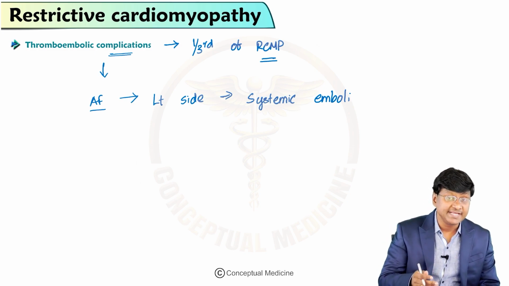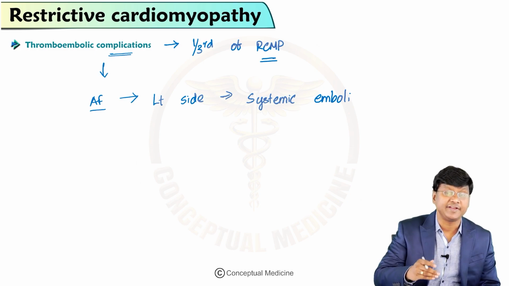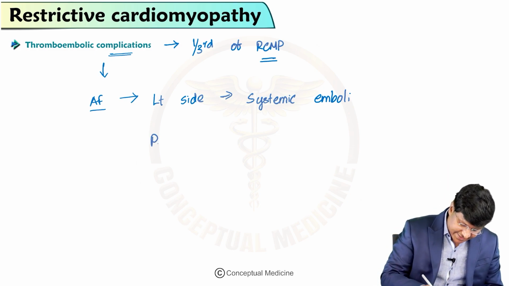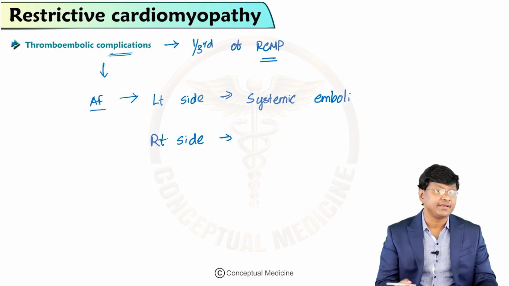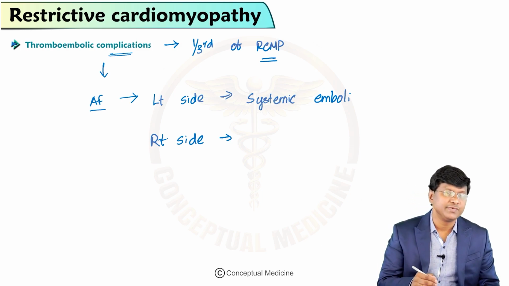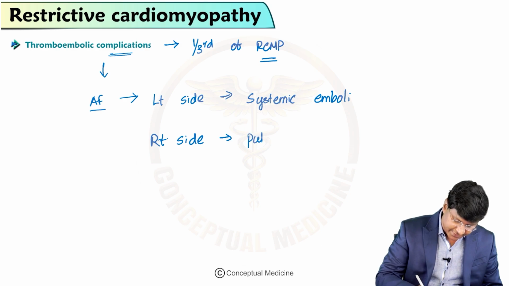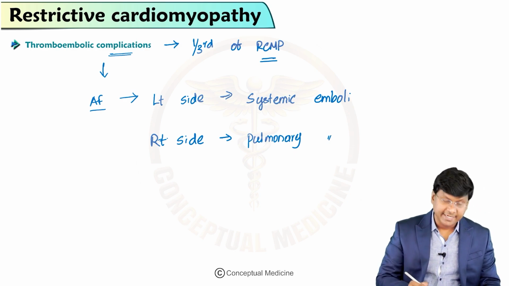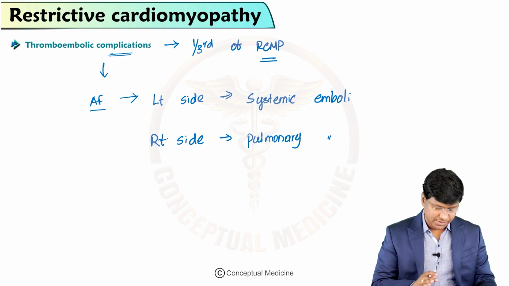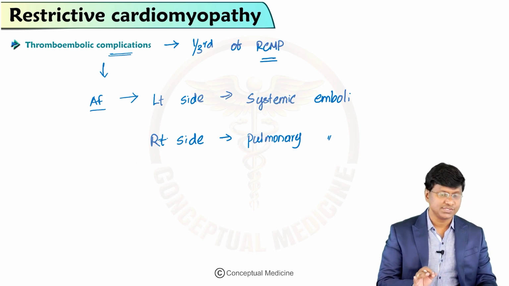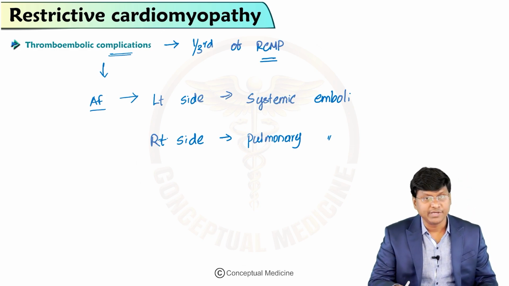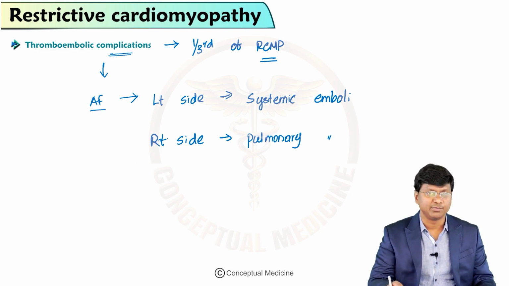If there is a left atrial thrombus or left atrial clots, the systemic emboli are present. If there are right atrial clots, then the individual will develop pulmonary emboli. So that will be the clinical manifestations secondary to your thromboembolic complications. Either there can be systemic embolization, or there could be pulmonary embolization.